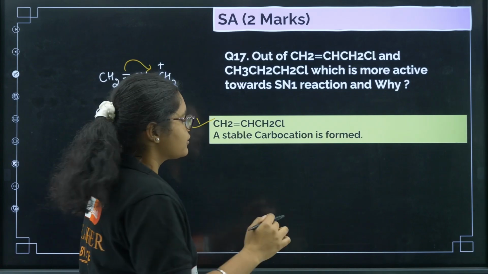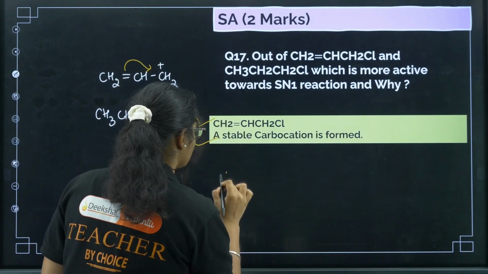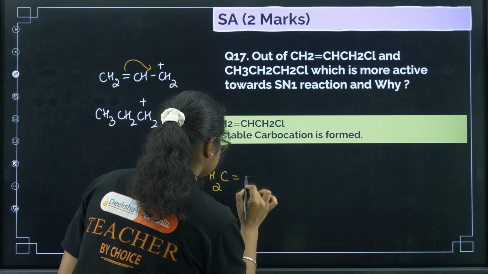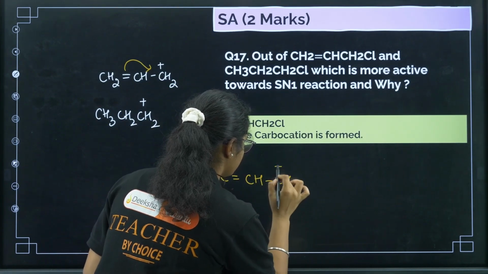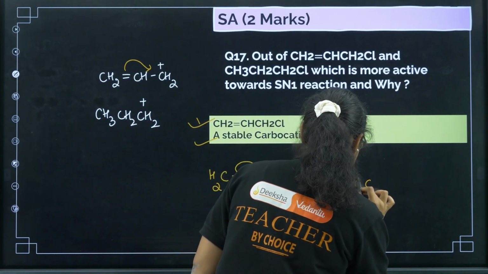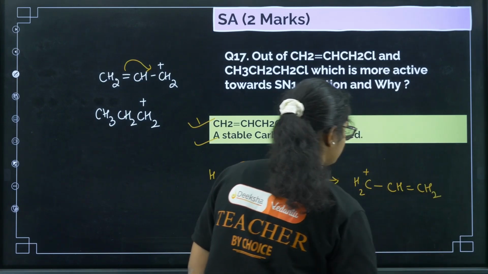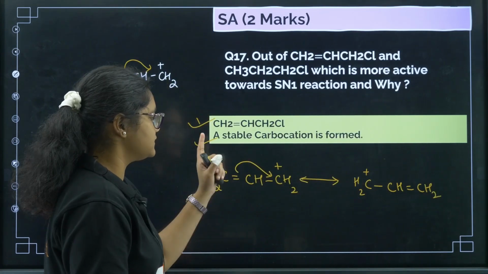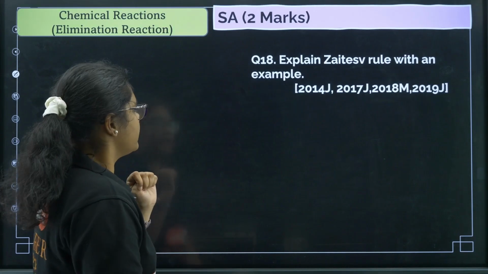Now why? Because here you can write a stable carbocation is formed. You can also show the carbocation here, that is CH2=CH-CH2+, then you can show the resonance here and we get CH2+ CH double bond CH2. So due to this resonance, this carbocation is more stable. Okay, fine.